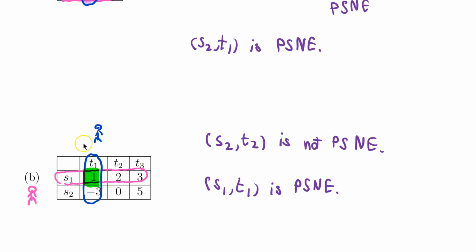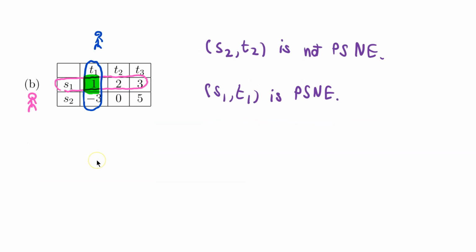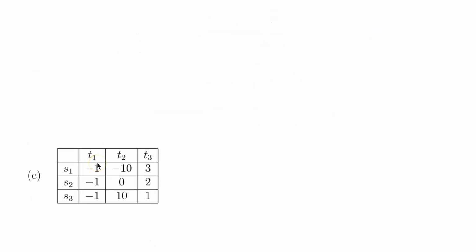So there's no reason for either of the players to change their mind. And now for the last one. Let's say S2 and T2, let me just pick something. So let's say I have Alice here, and then we have Bob here. So is this a pure strategy Nash equilibrium? We can use the same reasoning again. If Alice plays S2 and Bob plays T2, then we will end up at 0.